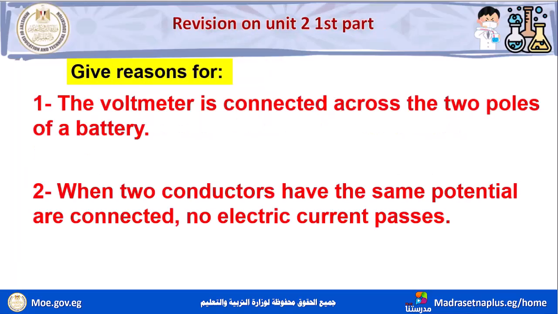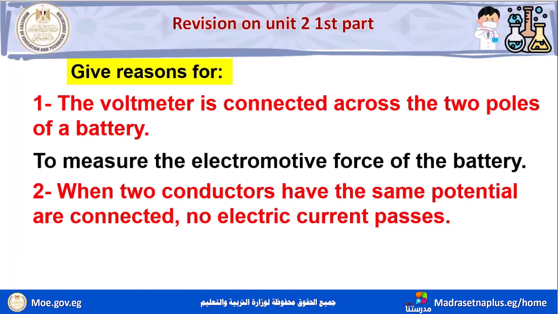Another question, give reasons for. Number 1, the voltmeter is connected across the 2 poles of a battery to measure the electromotive force of the battery.